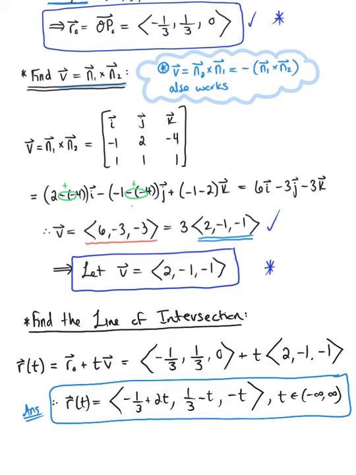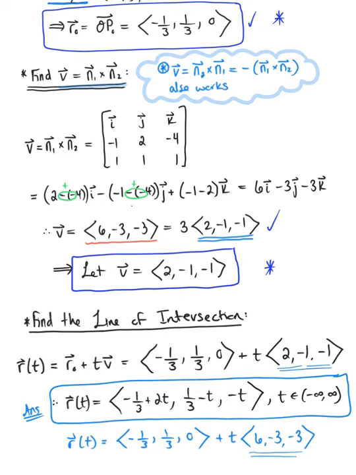Right? This is not exclusive. Another correct way to write this would be a vector valued function r of t is equal to, we could use that same position vector, -1/3, +1/3, 0, plus t times the vector 6, -3, -3. That's also correct, right? Because this vector v is parallel to this vector v.